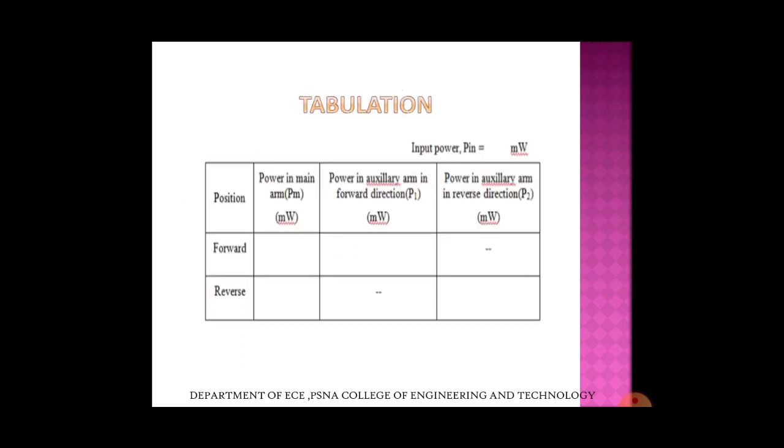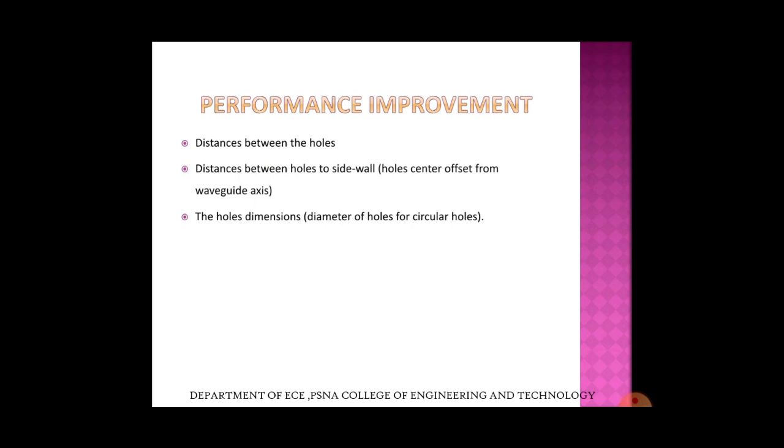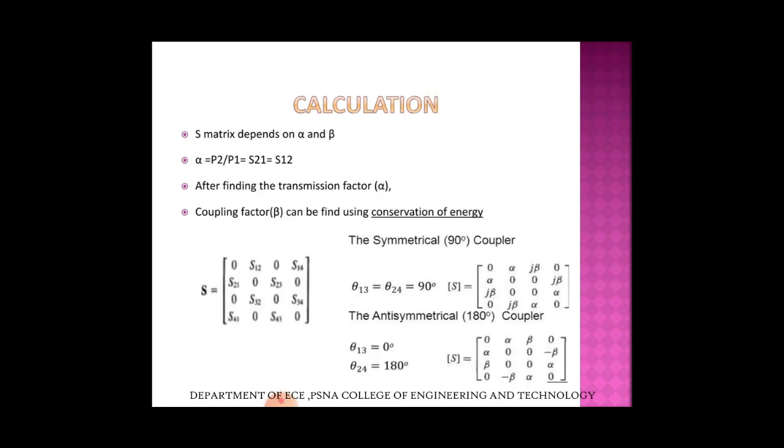So this is the sample or skeletal tabulation for the measurement of output power and coupled power from the 4-port directional coupler. If we want to improve the performance of the directional coupler, then these 3 points have to be considered very carefully: distances between the holes, distances between the holes and side walls, and hole dimensions.